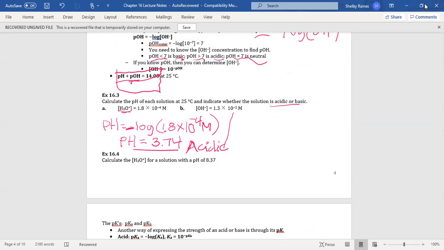So I want to find the pH. Well, the easiest thing for you to do would be to find the pOH, then use this formula and find your pH. So let's do that. If I want to find my pOH, I'm going to take the negative log of my hydroxide concentration, 1.3 times 10 to the negative 2. I'm going to plug that into my calculator, and when I do, I get my pOH to be 1.89.